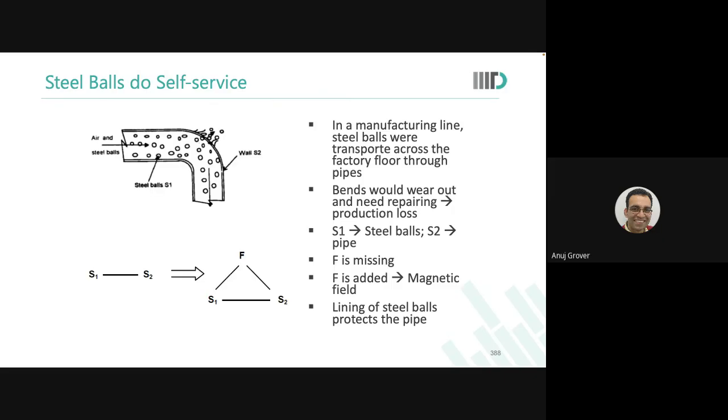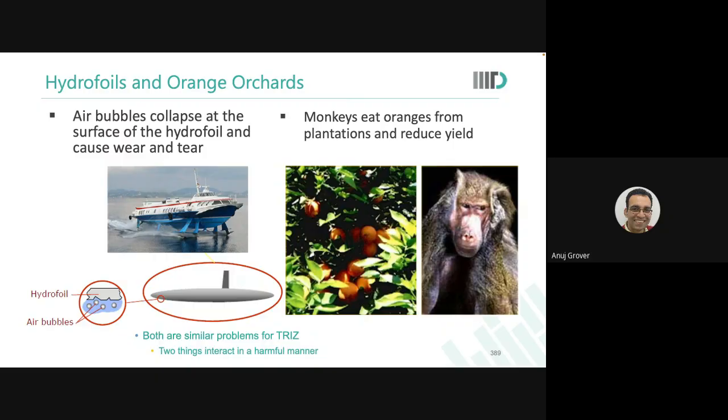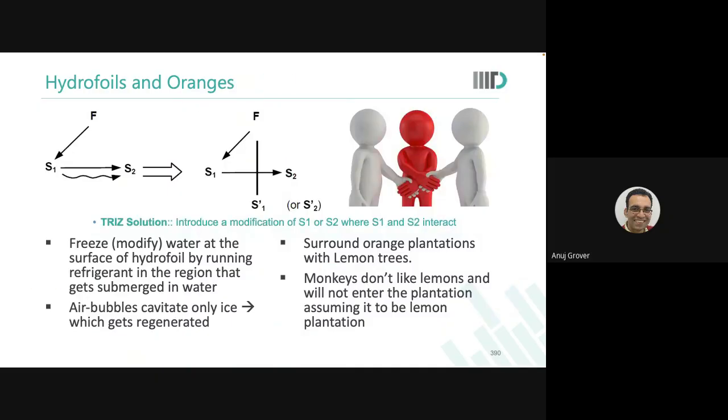The other one, the next slide you've already seen, we just discussed that also, where we talked about the hydrofoils and the monkey. We said that when there are two substances interacting with each other and one of them is interacting in a harmful way, you look at the wavy structure I have shown there, then you add a variant. The variant we added for the hydrofoil was a refrigerant moved in the hydrofoil so that I have a thin layer of ice. Ice is a variant of water.